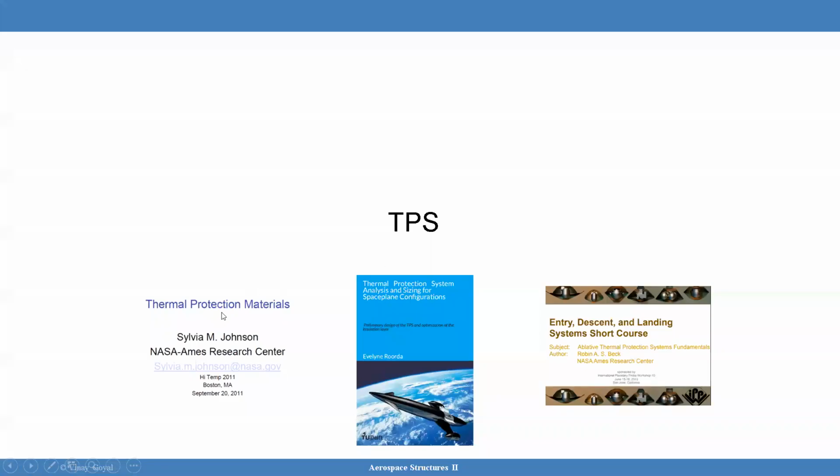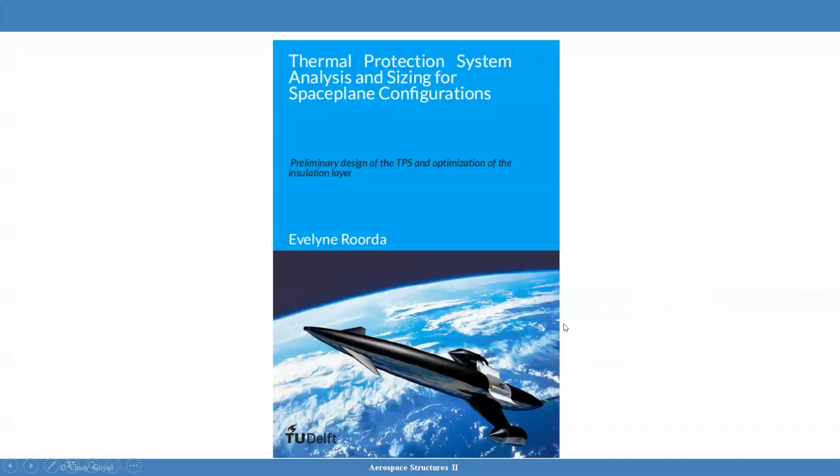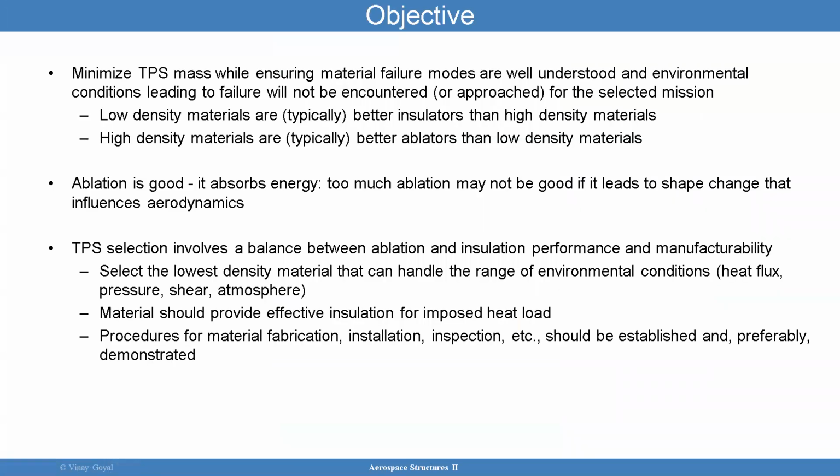For thermal protection systems, I'm borrowing materials from three different sources. All these materials can be found through online sources, and I recommend you download them and look at them carefully. I think it's worth it. This is a very good document that talks about thermal protection systems, analysis and sizing for space plane configurations, and the preliminary design of the TPS and the optimization of the insulation layer. It is written by Delft University, and it's a great document. I recommend you look at it.